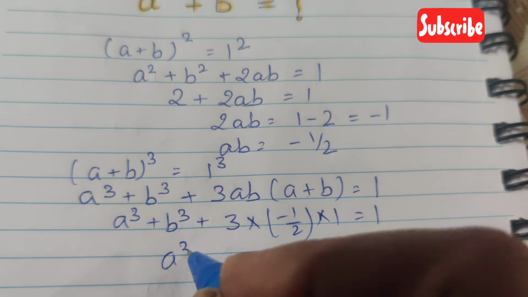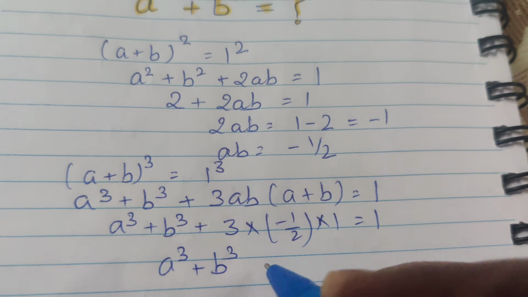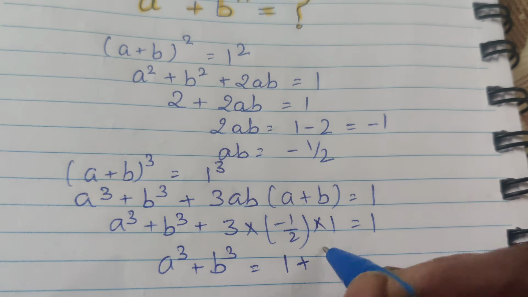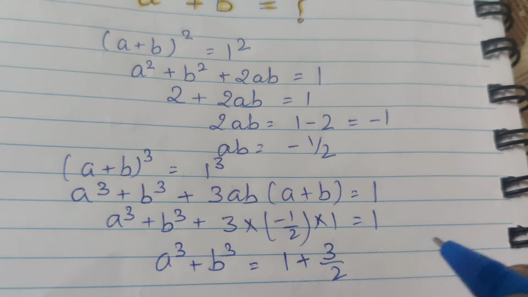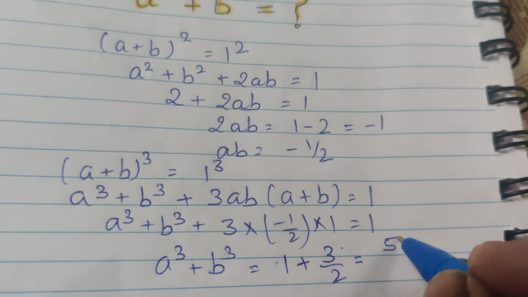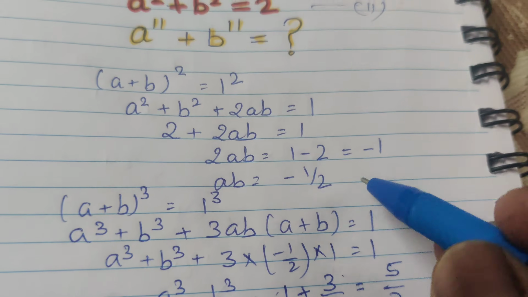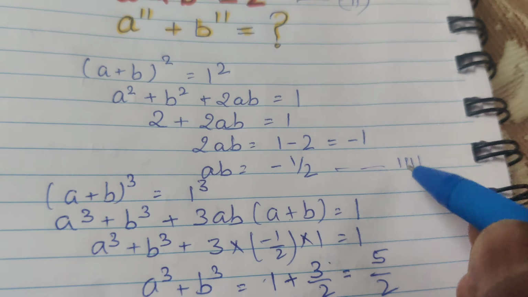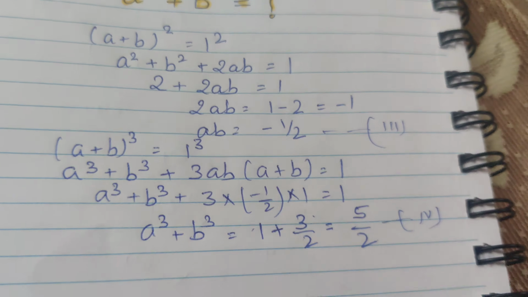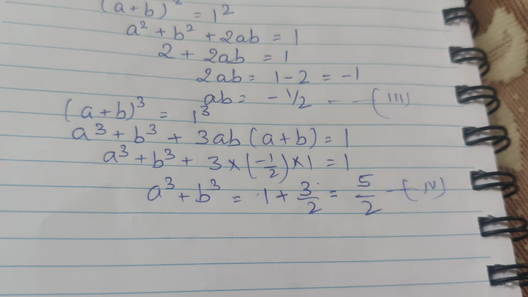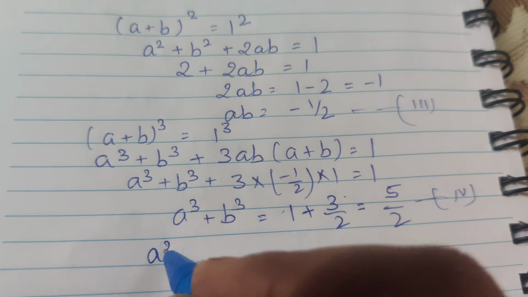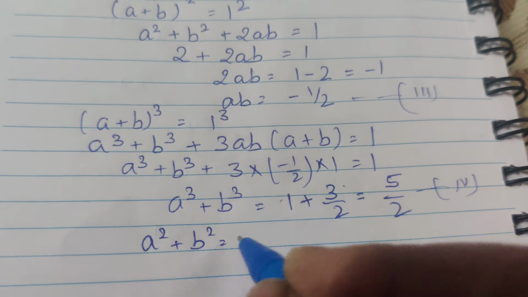So a³ + b³ = 1 − 3/2... add 3/2 from the right side, it is equal to (2 + 3)/2 = 5/2. Okay, this is the third value, and fourth: a² + b² = 2, given.